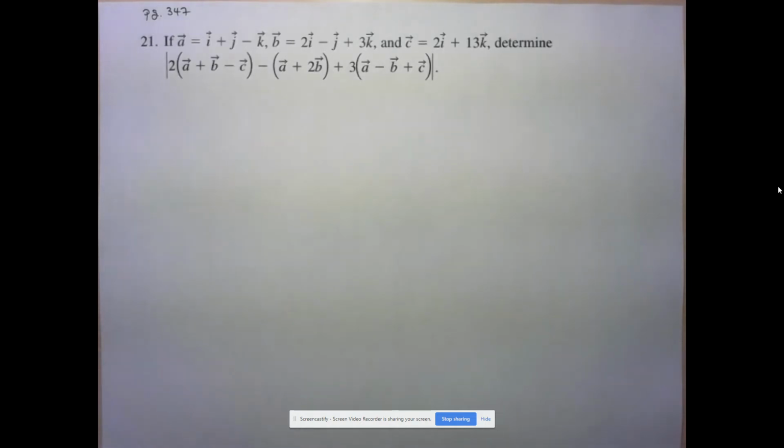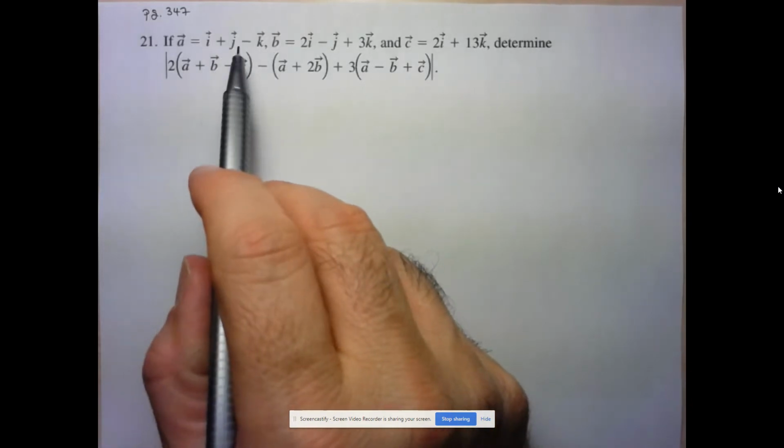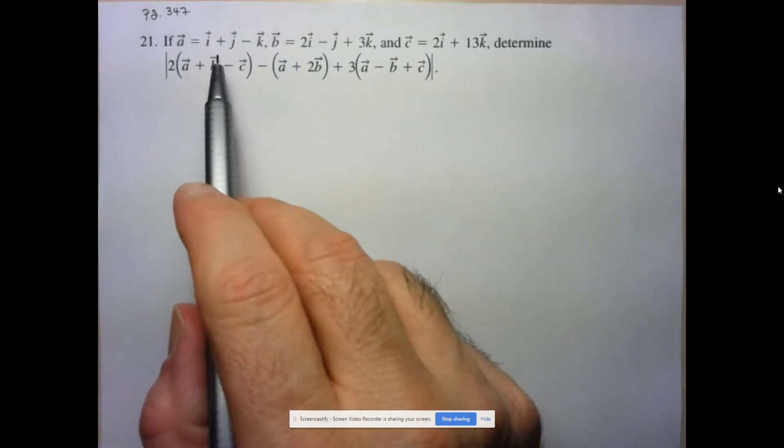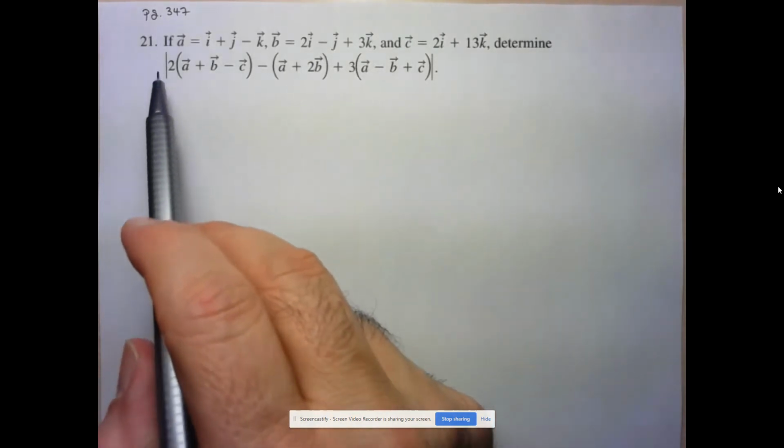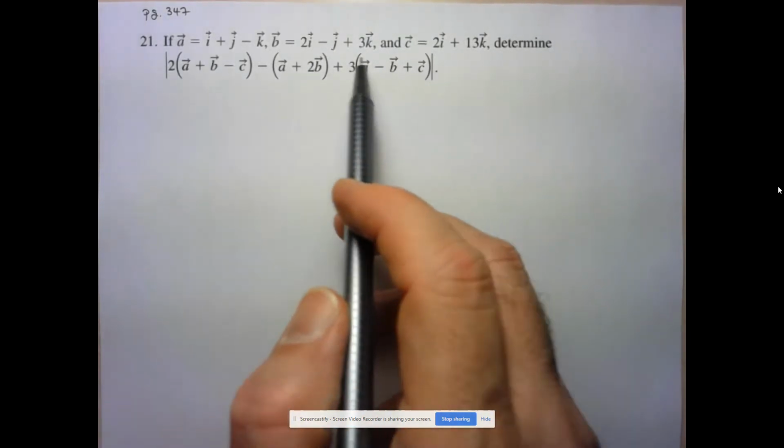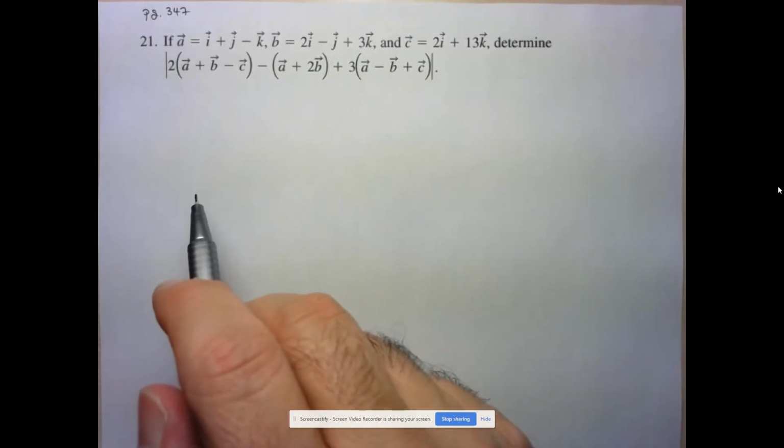Hi folks, we're going to take a look at page 347, number 21. So here they give us these three vectors A, B, and C defined using the standard basis vectors, and then they want us to find the magnitude of this combination of vectors A, B, and C.